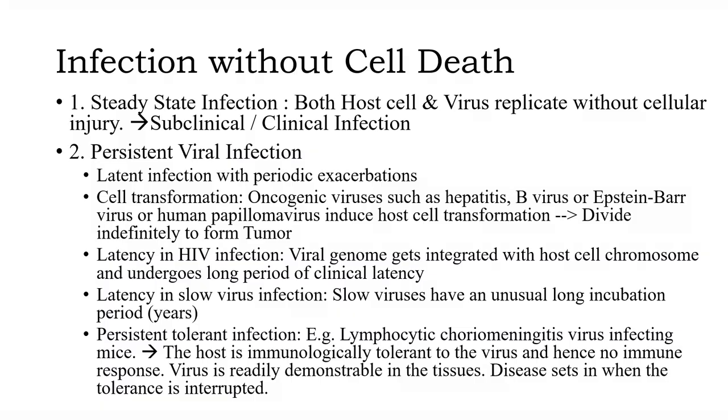There can be a transformation of cells, where the virus infected cells can divide indefinitely to form a tumor, or there can be latency like in HIV infection, where the virus is integrated with the host cell chromosome, and after a long period of clinical latency it can give out symptoms. They can also be seen in slow virus infections, and sometimes there can be a persistent tolerant infection, where the host is tolerant to the virus and there is no immune response to that particular virus.